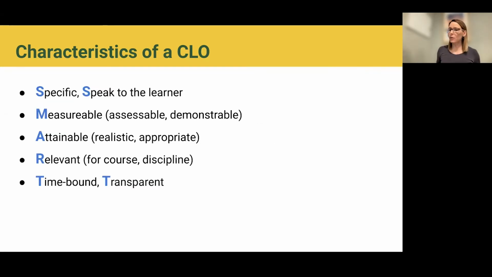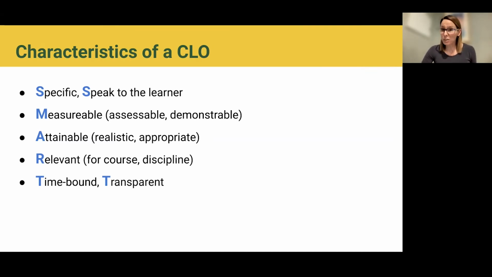A well-written course level learning outcome is SMART. I know you've seen this acronym before in other contexts, but it works in this context as well. S is for specific, as specific as it needs to be for a course level, not too much, not too little. We saw that course level was in the Goldilocks place on the funnel. And also the S can stand for speaks to the learner. That's that difference between an outcome and an objective.